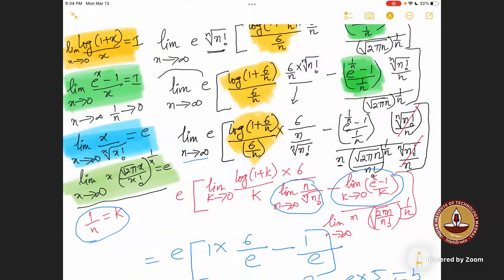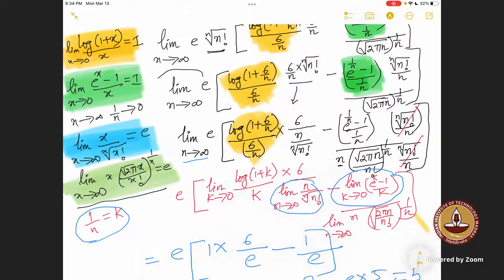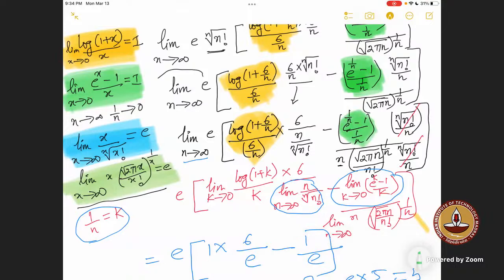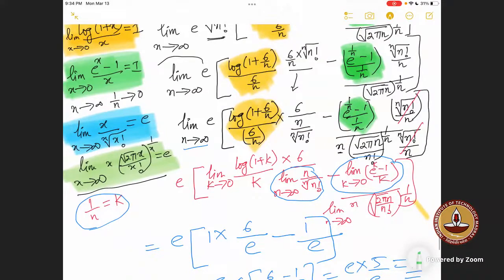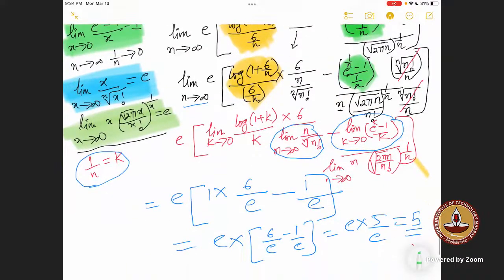Okay, sir. This part is also comfortable, right? This one, n by, this is like a clear formula. Okay. And here the green one, right? Yeah, 1 by n I have taken as k. It is limit k tends to 0. Okay. These parts are cancelled and the denominator limit is simply e, right? As n tends to infinity. Okay, understood.